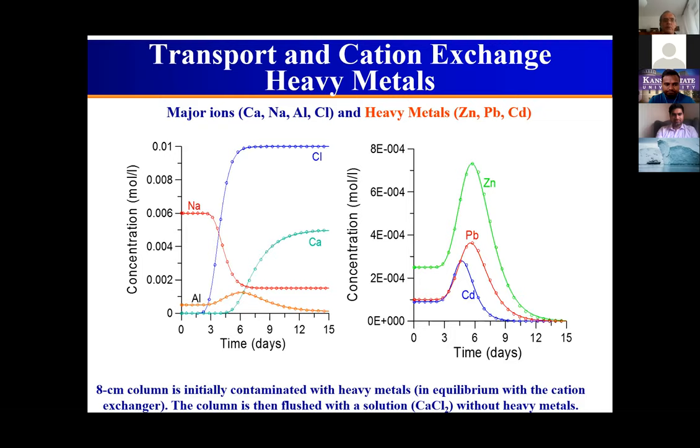But to be able to do that, you need to actually account for many different reactions. You need to account for aqueous complexation between all these components. You need to account for the cation exchange between major ions, such as sodium, aluminum, calcium, lead, zinc, cadmium, etc. So a lot of different reactions. And this program will automatically account for these and will give you breakthrough curves, which you can see here for the major ions, and then the heavy metals. You can see how these heavy metals were being leached out and replaced in the exchange complex by calcium. So calcium starts appearing here after the heavy metals are leached out of the system. So you can see it's retarded after chloride.